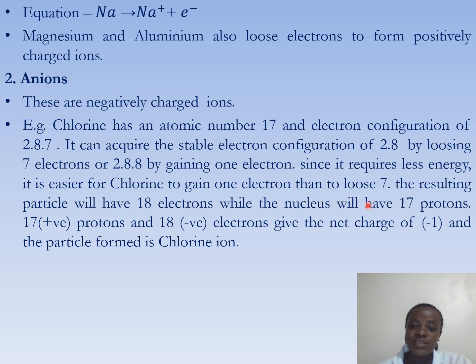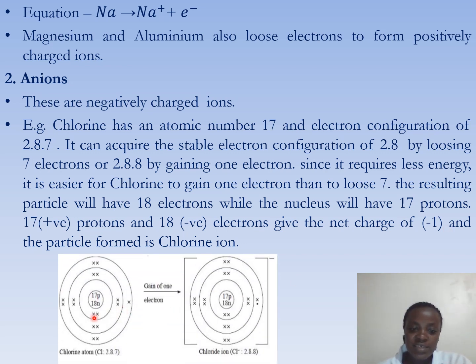Nonmetals gain electrons so that they can form negatively charged ions. So this is the structure of the chlorine atom. We can see it has gained 1 electron. So in its outermost energy level, there were 7. So it gains 1 electron. Then this electron now is not represented by a cross. It is represented by a dot to differentiate it from the other electrons that were there in that energy level.